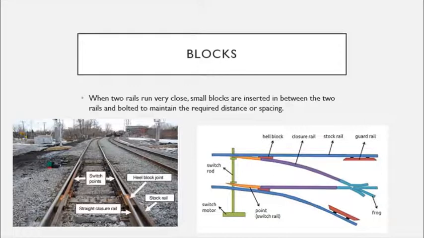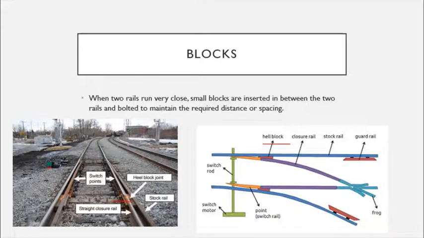So we may be familiar with these diagrams. We always wonder how these rails are going parallel and how the crossings are possible. In between these two rails we will place a block called a heel block. You can see the heel blocks here in the figure.